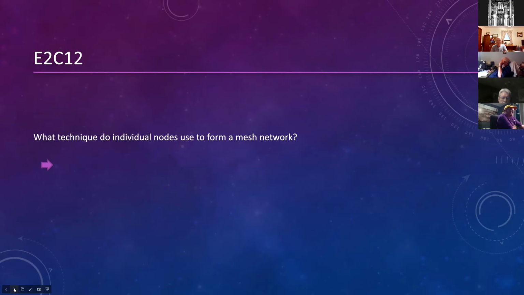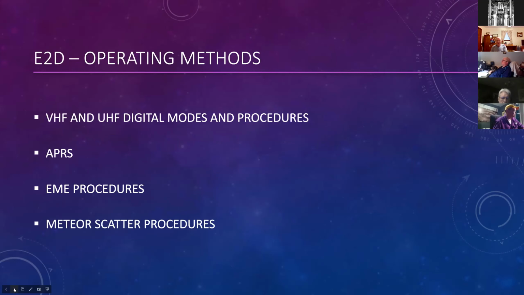What technique do individual nodes use to form a mesh network? Discovery and link establishment protocols. That's the end of C. Anything on that? Only got 2 more to go. All right, let's do section D. VHF and UHF digital modes and procedures, APRS, EME procedures, and meteor scatter procedures.